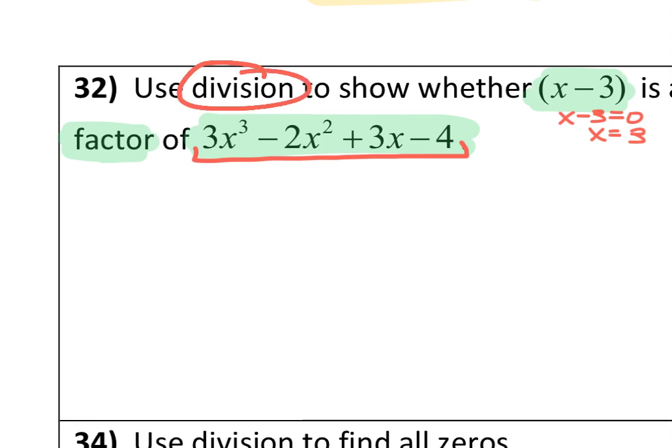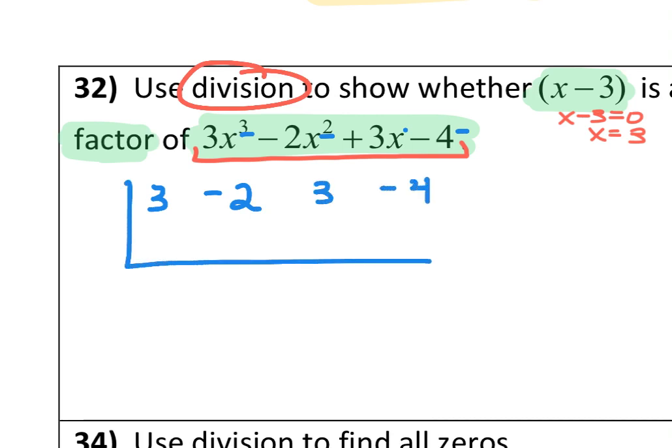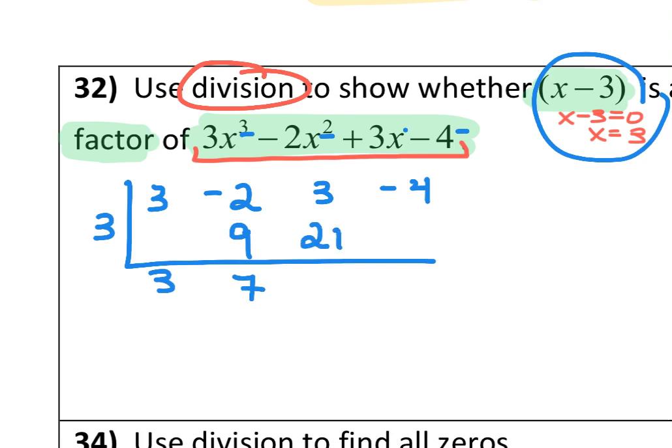So let's start with the coefficients, and I've got a cubic function, so x cubed, x squared, x, and no constant. And so I don't need to use any placeholder zeros. When I'm dividing, I'll say 3, negative 2, positive 3, and negative 4. And I'm dividing by 3. Bring down the 3, multiply. 3 times 3 is 9. Negative 2 plus 9 is 7. Multiply again. 7 times 3 is 21. 3 plus 21 is 24.